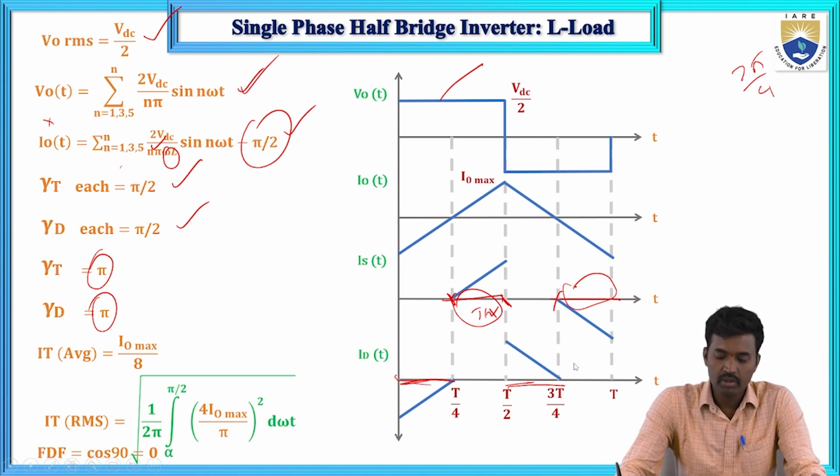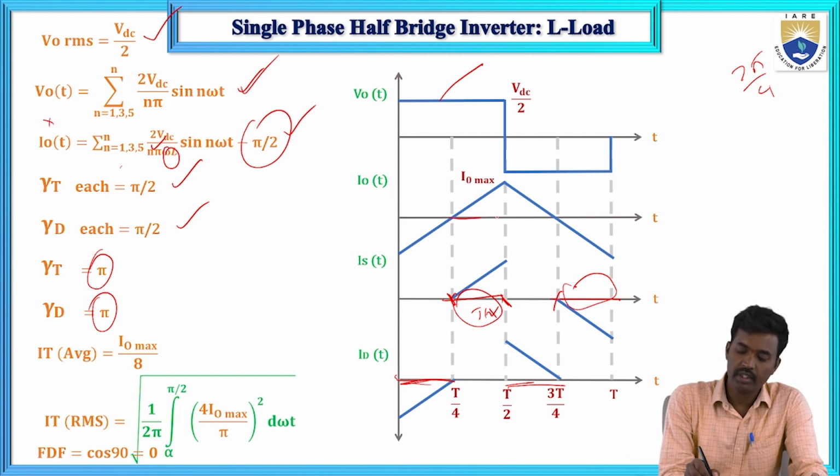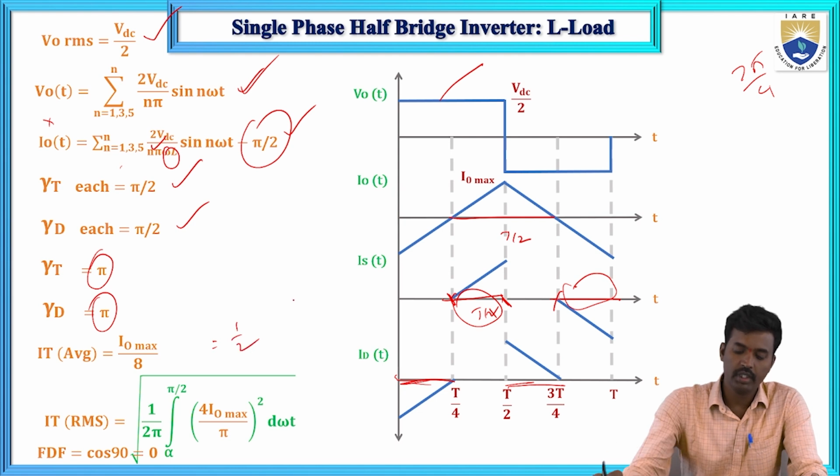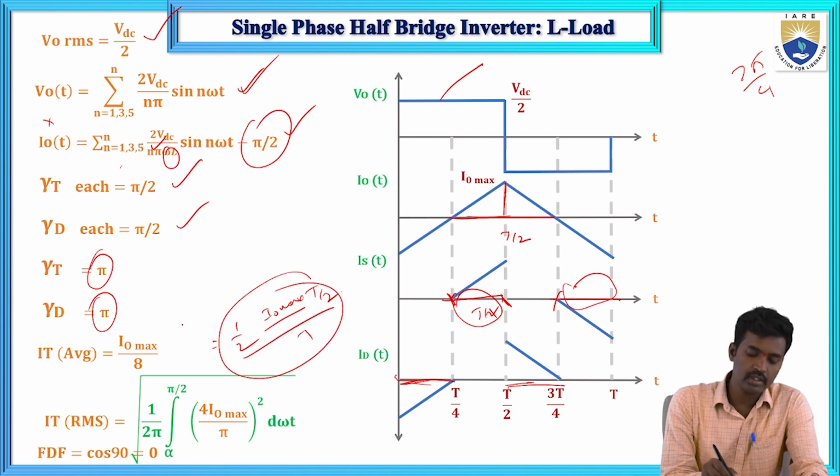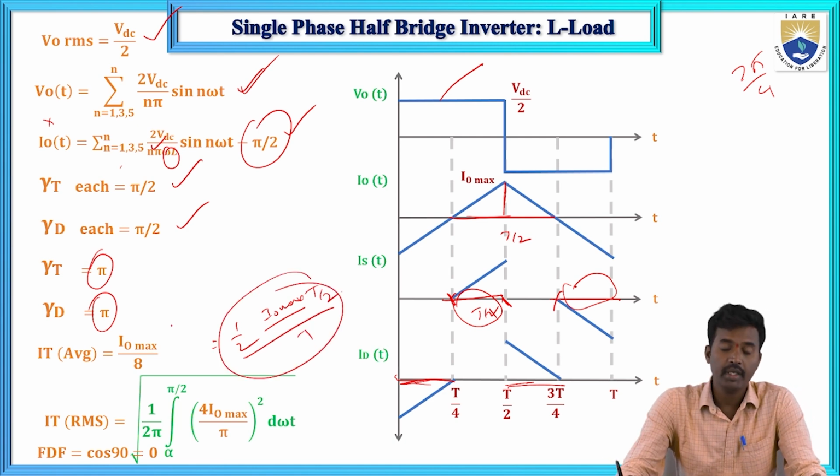What about the IT average? This is T by 2, T by 2, and next 1 by 2. This is a triangle. So IT average equals 1 by 2 I0 maximum. So the total output maximum voltage, half into L into base, that is T by 2 by the total time period. So that is I naught maximum by 8.